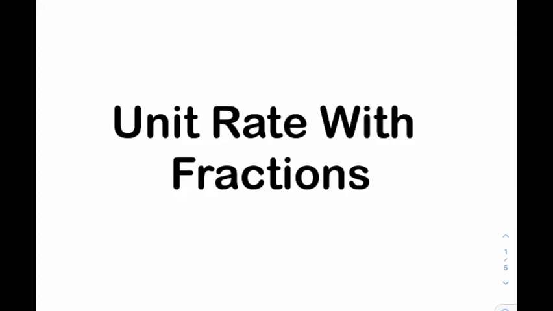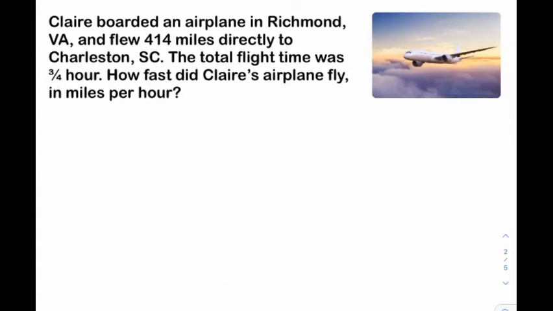Unit rate with fractions. Claire boarded an airplane in Richmond, Virginia, and flew 414 miles directly to Charleston, South Carolina. The total flight time was 3/4 of an hour. How fast did Claire's airplane fly in miles per hour?